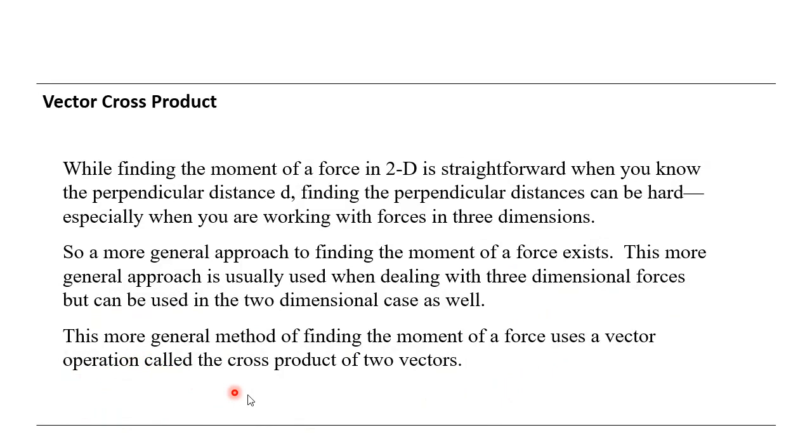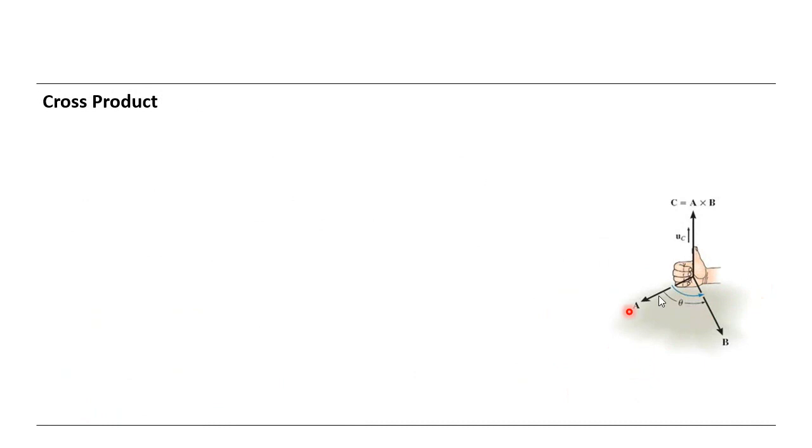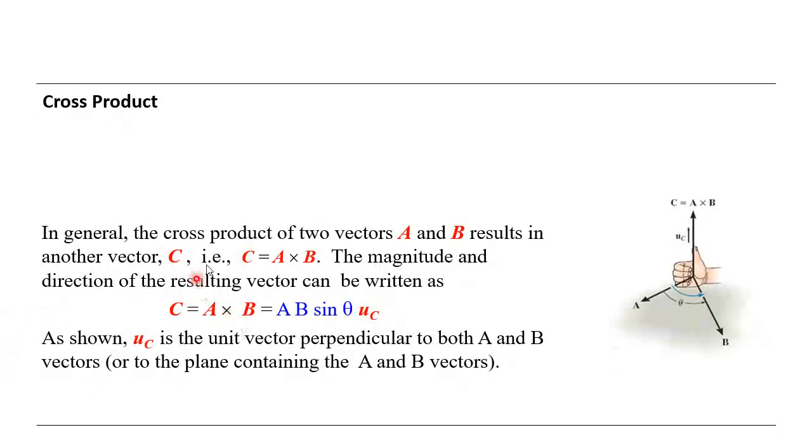This more general method of finding the moment of the force uses a vector operation called the cross product of two vectors, like this here. With vectors A and B, if we write the cross product and calculate it, the result is also a vector, like C here. That means A cross B is equal to C, and C is also a vector, and this vector is perpendicular to the plane in which A and B are. So in general, the cross product of two vectors A and B results in another vector C, and C is equal to A cross B.